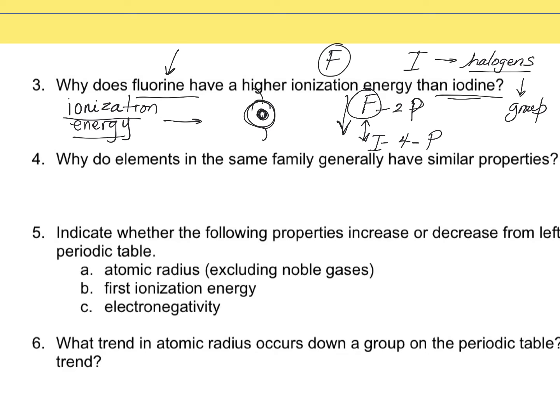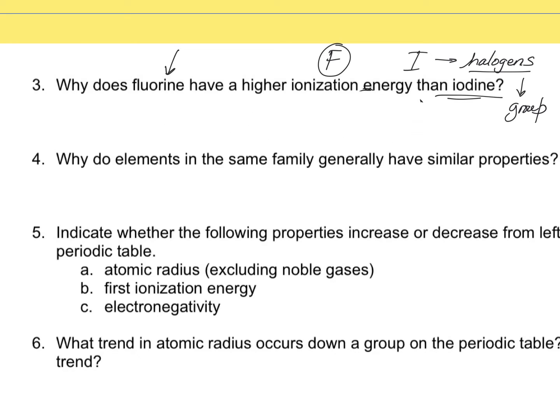Why is it going to increase? Because remember that when you're going down a group, you are increasing the level of energy. So the nucleus has less control over the last electrons, the electrons located on the last level of energy. Fluorine has a small atomic radius, so the nucleus of fluorine has full control over the electron on the last level of energy. Knowing that, what is the answer for that question?